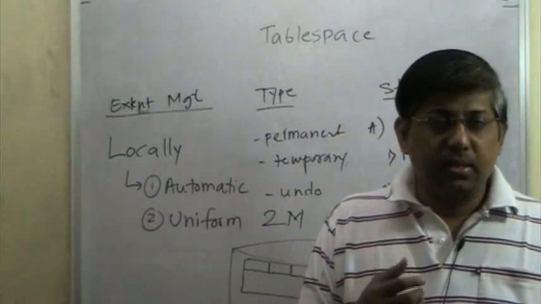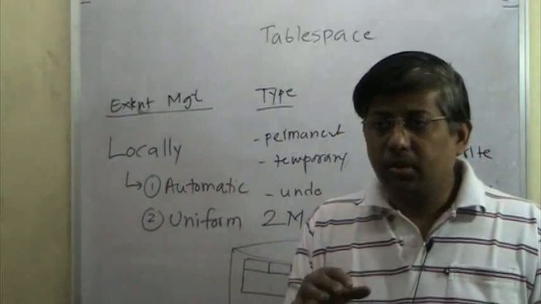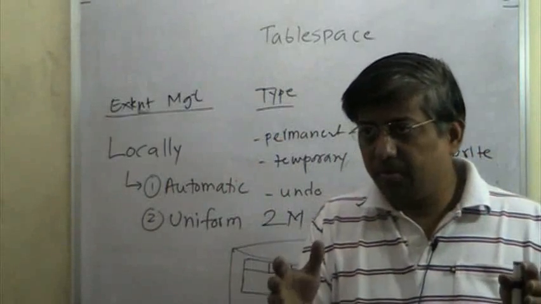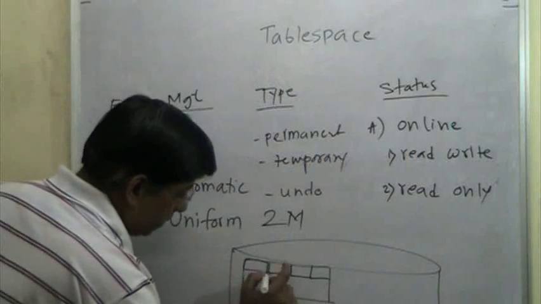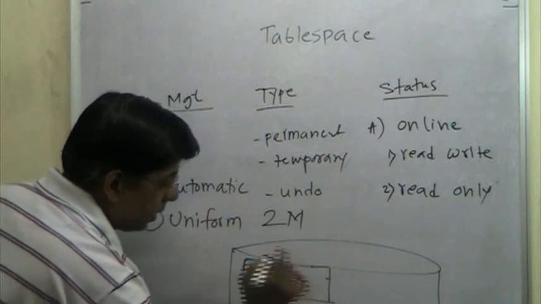Then after that you keep on adding data. As the data is getting added in that table, the extent will be full. All the blocks in that extent will be filled. The entire extent will be filled. So this extent will be full. Then what? Then Oracle will allocate the next extent.